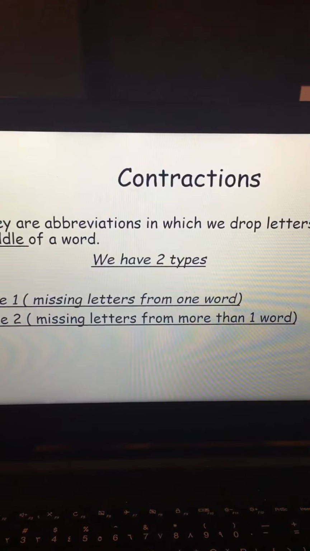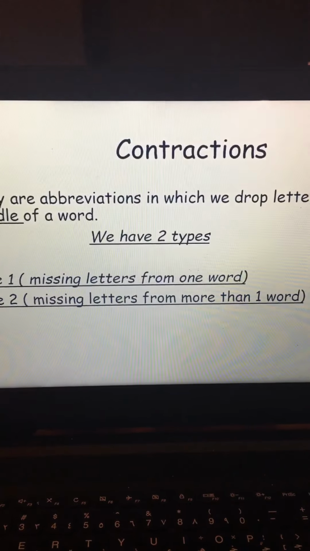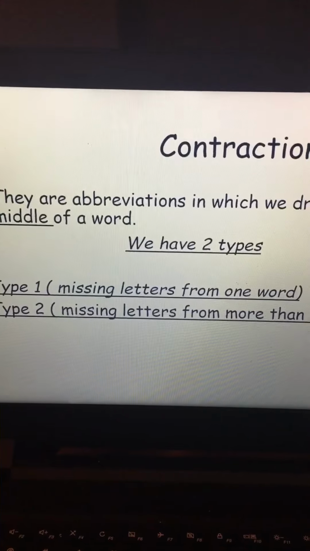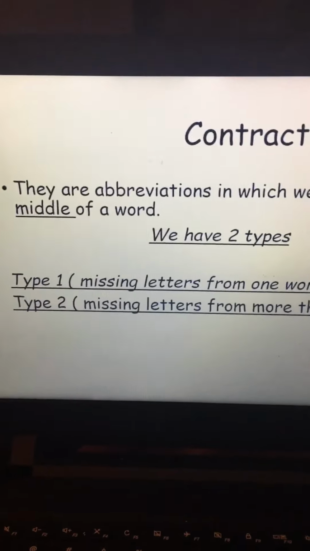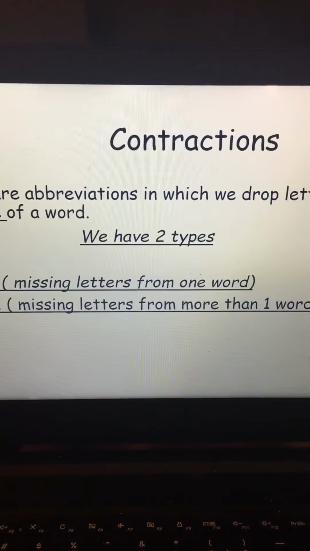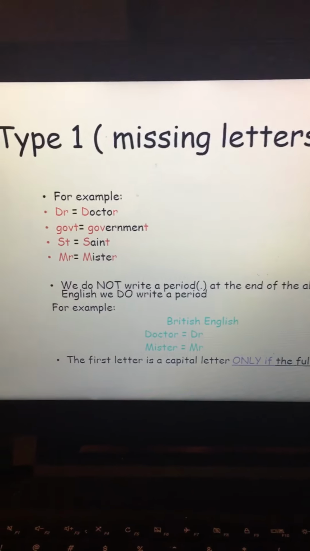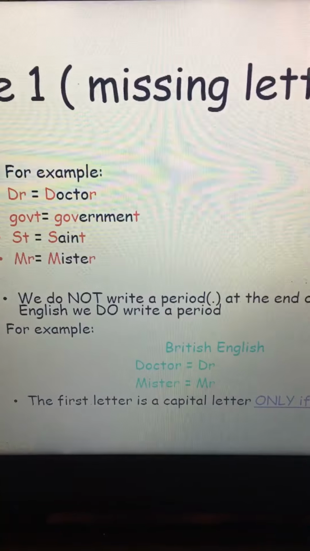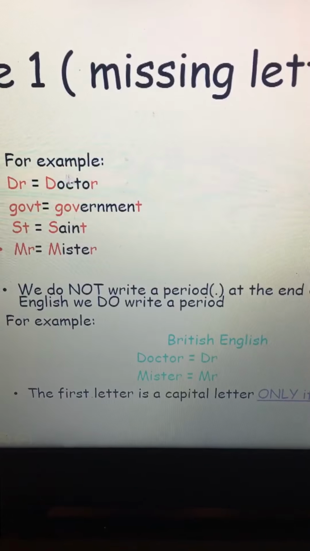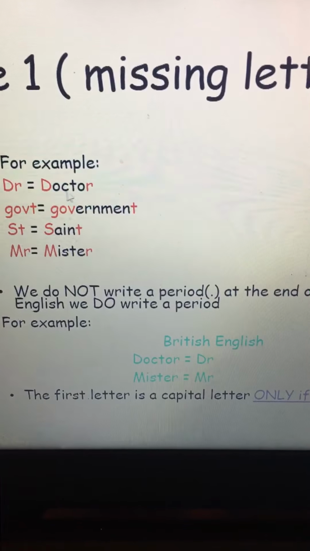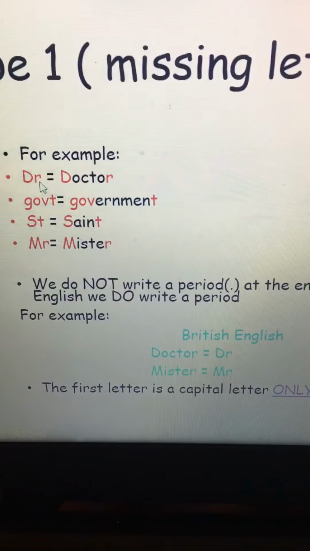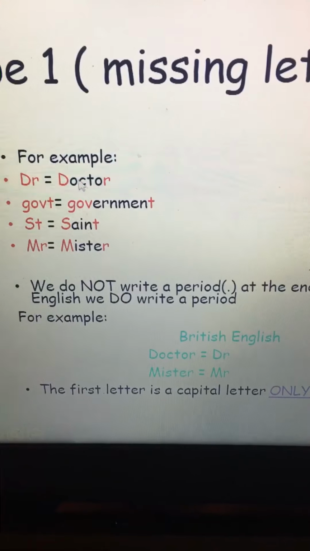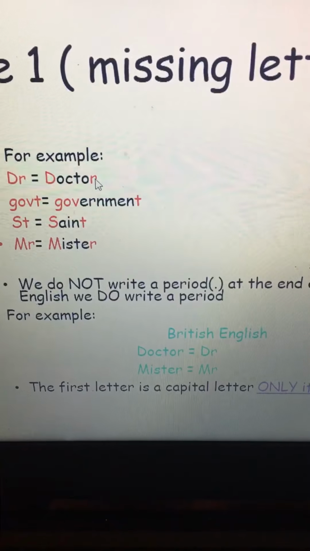Contractions. Contractions are abbreviations in which we drop letters from the middle of a word. Our main concern is type number 1, missing letters from one word. As you can see in the examples here, we have dropped the letters in the middle. Doctor. We took the first letter and the last letter.